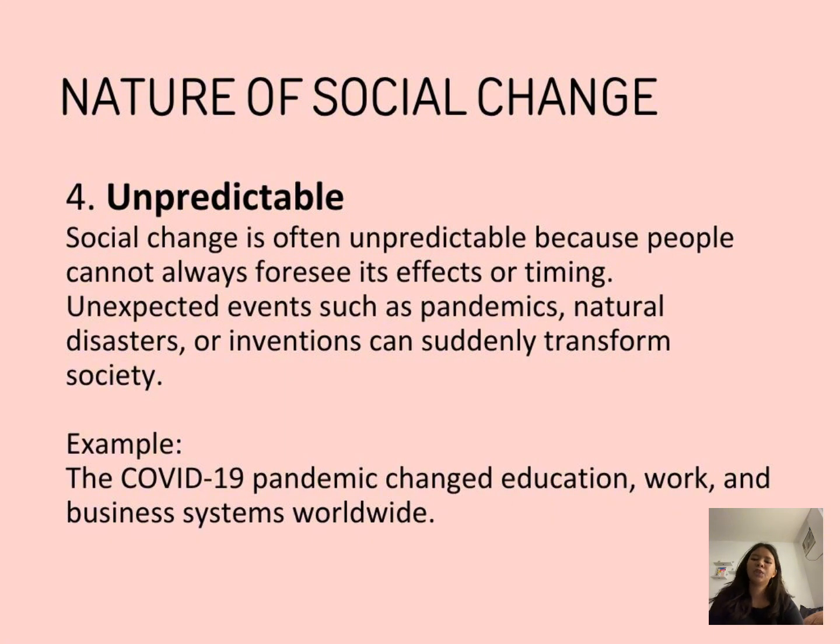Number 4, unpredictable. Social change is often unpredictable because people cannot always foresee its effects or timing. Unexpected events such as a pandemic, natural disaster, or inventions can suddenly transform society. For example, the COVID pandemic changed education, work, and business systems worldwide.